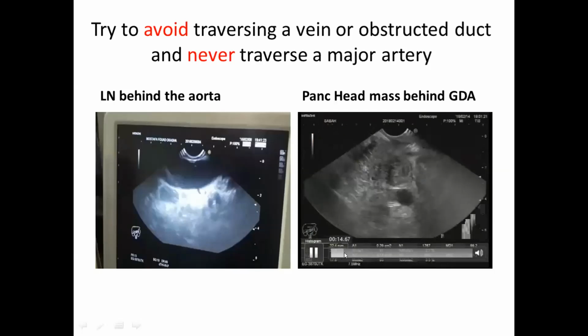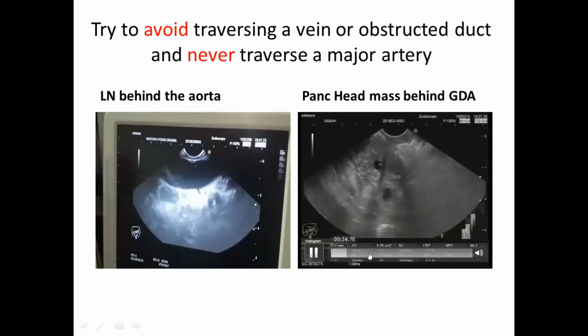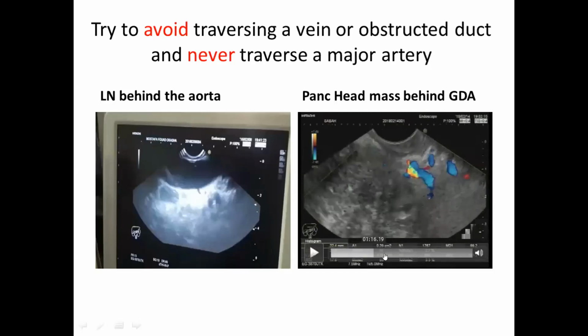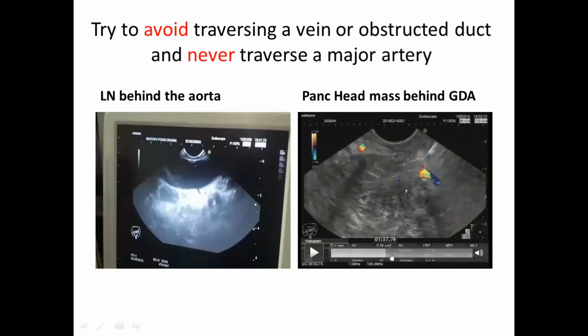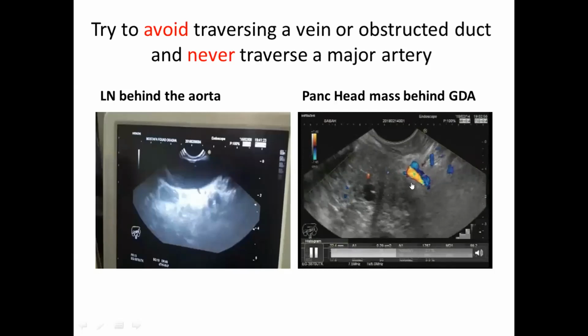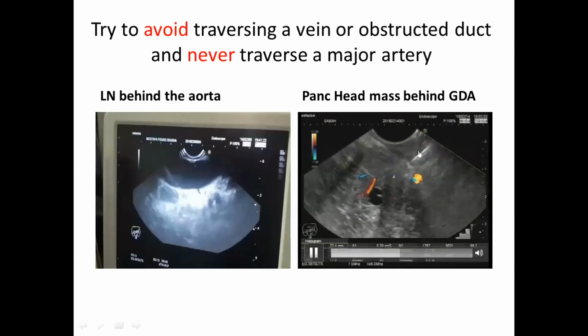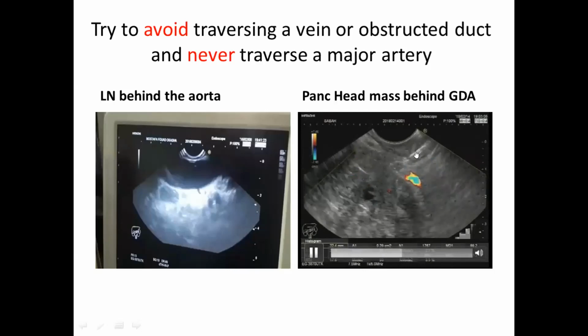So it is better to avoid passing through this vessel. I can manipulate the echo endoscope to find a window. Here, this is the gastroduodenal artery, as evidenced by the pulsed wave Doppler. And here, this is the needle. I try to locate the needle away from this vessel.